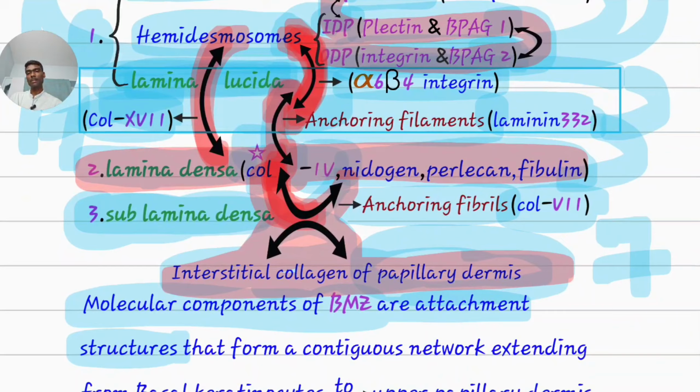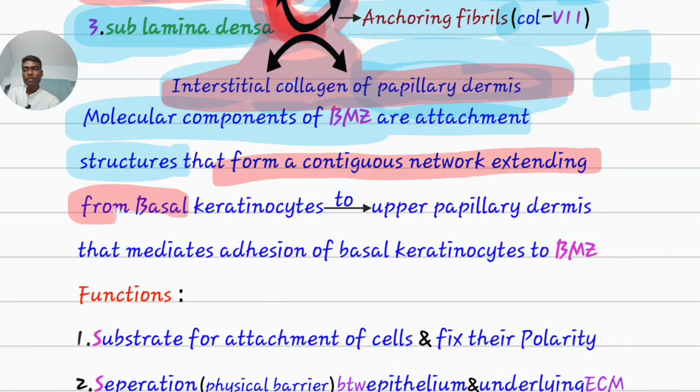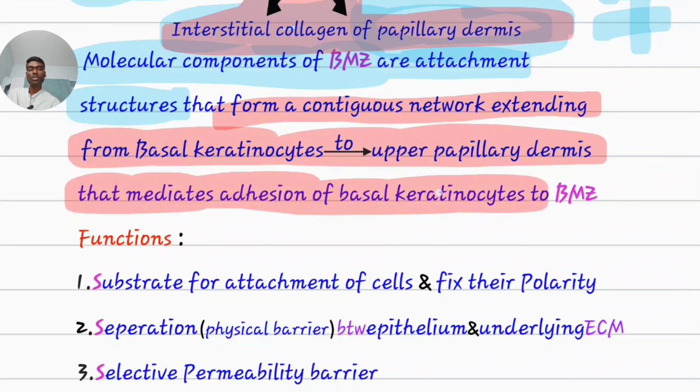You can clearly observe a contiguous network extending from basal keratinocyte to upper papillary dermis. Finally, it fulfills the aim of adhesion of basal keratinocytes to basement membrane zone.